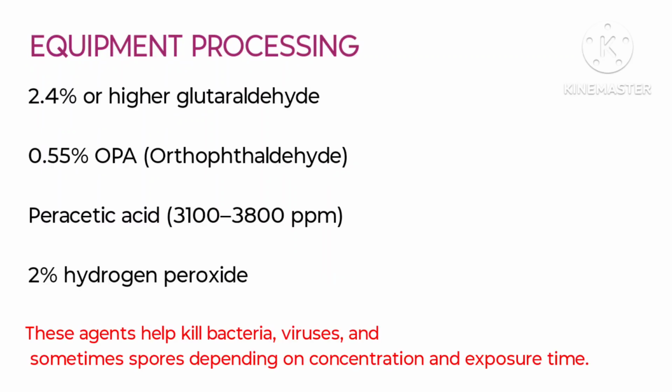Next we'll learn about equipment processing. Respiratory therapy involves multiple reusable equipment like nebulizer, tubings and ventilatory circuits. These must be disinfected properly. Based on this chapter, common high-level disinfectants include 2.4% or higher glutaraldehyde, 0.55% OPA, peracetic acid, 2% hydrogen peroxide. These agents kill bacteria, virus and sometimes spores depending on concentration and exposure time.